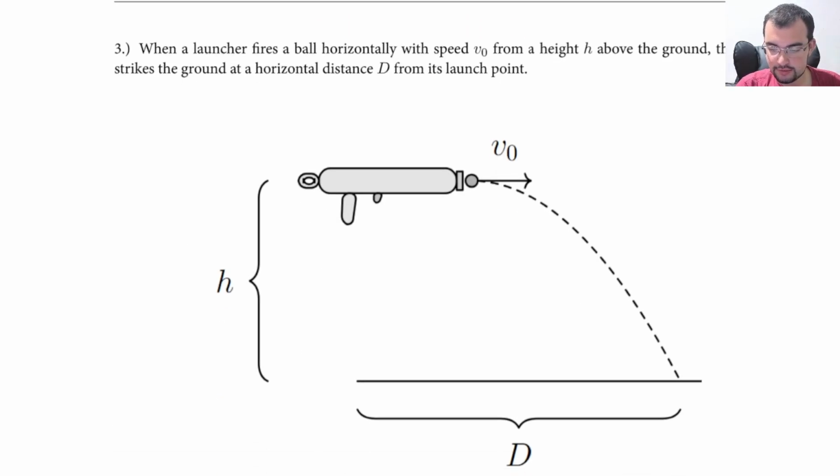All right, now we have some symbol work to do. We have a ball launcher that fires a projectile horizontally from a height h above the ground, and we're saying it strikes the ground a distance d away from the launch point.